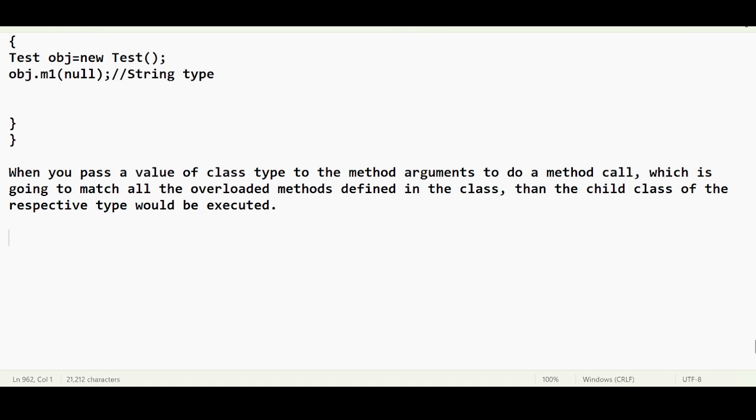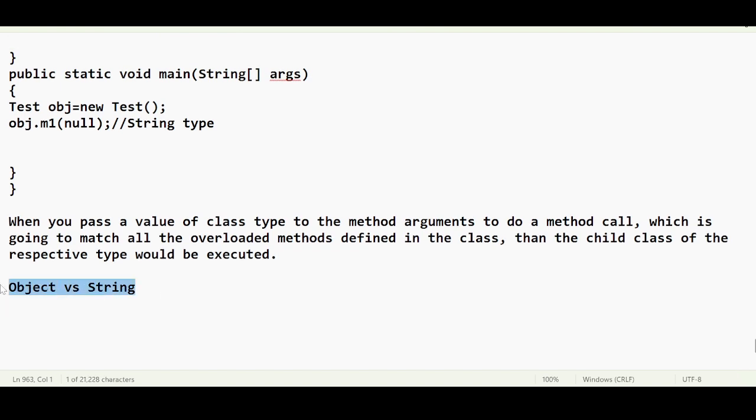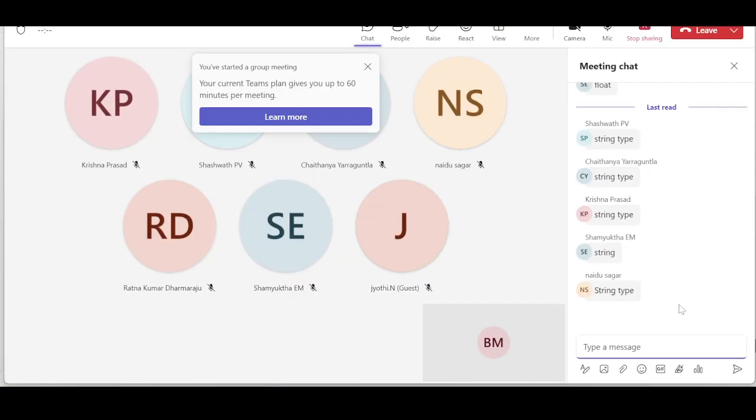So there will be a fight between Object and String. They both will fight and come to a conclusion: the child will be given priority. That's why the output is string. Are you getting this? This is the second case. Do you have any confusion here?